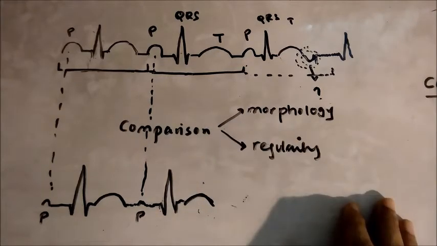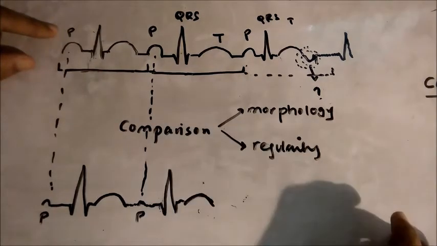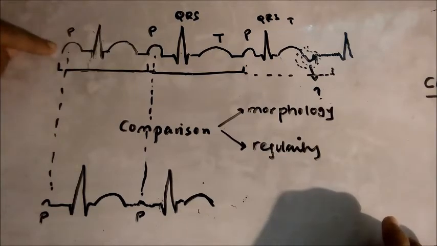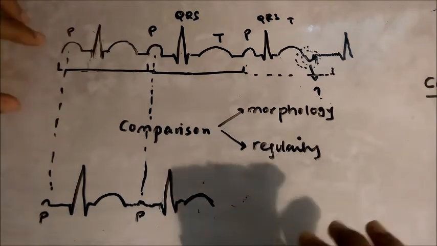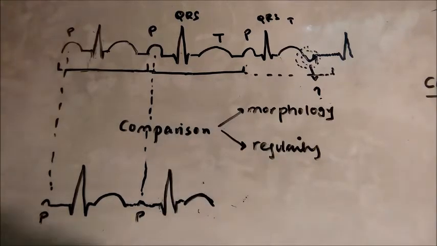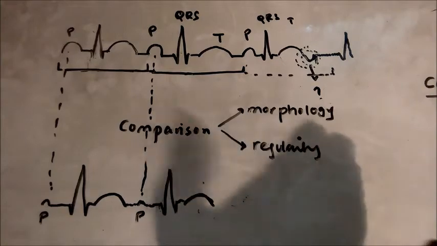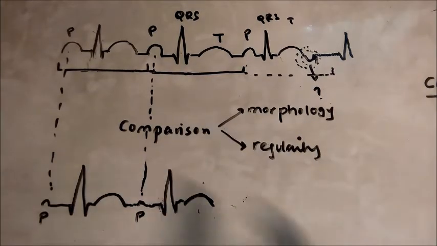For example, the P wave is best seen in lead 2 and V1. So lead 2 and V1 actually show you the best kind of P waves. So if you are looking at an ECG and you're looking for P waves, or for abnormalities in P waves, and you're not looking in the right leads, that can cause a misdiagnosis. So you have to look at the right leads.